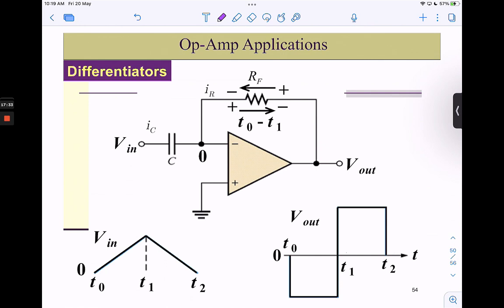And the other one is the differentiator. Now what we have is the opposite of the integrator. For example, let's say we have a triangular wave. We can get a square wave using the differentiator.